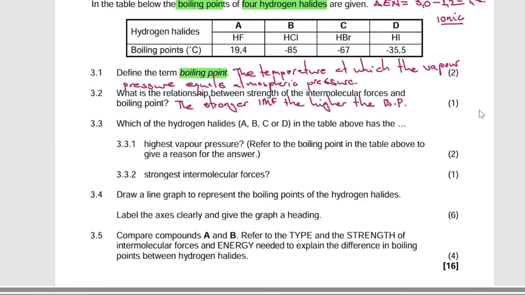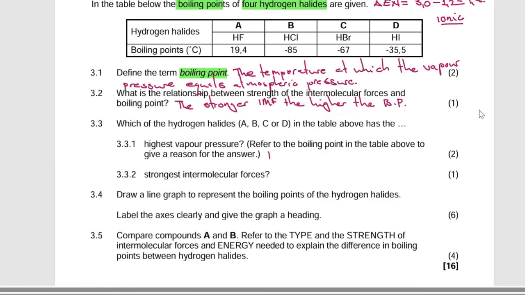So question 3 is there. Which of the hydrogen halides A, B, C, or D in the table above has the highest vapor pressure? So in terms of this, the one that is going to have the highest vapor pressure is going to be B.